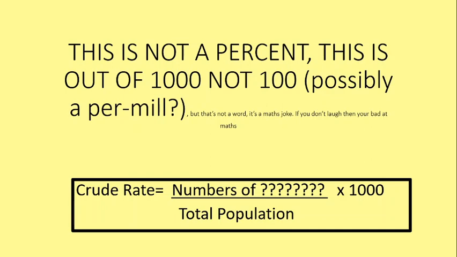Please pay attention. This is out of 1,000. It's not out of 100. So this is not a percent. Now, if a question does ask you for it out of 100, then you change that last number to 100. If it asks you to do it out of 50, you change that last number to 50.